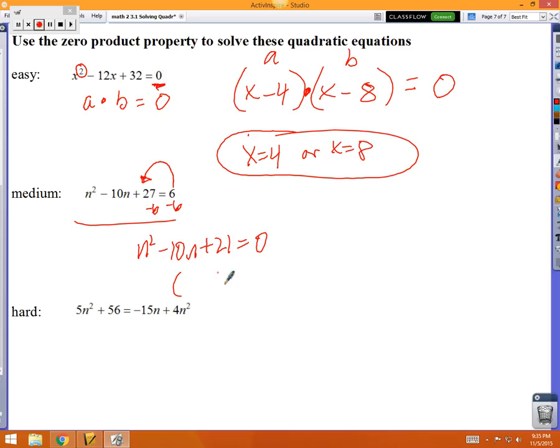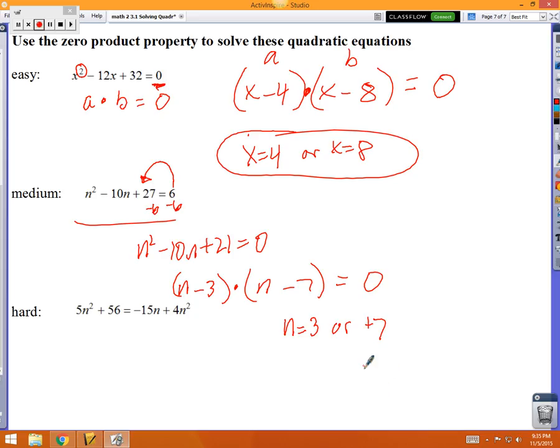You just factor it. So what's going to times and give you 21, but at the same time add or subtract and give you a negative 10. So I'm going to go n, and I'm going to go 3 and 7. And it's going to be minus minus. Because a negative 3 times negative 7 is a positive 21, but when you add them, it's a negative 10. So that means my n has got to be either a 3 or a negative 7. Or no, sorry, positive 7.